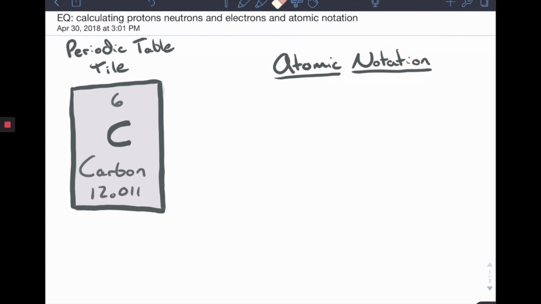I just wanted to go through what we mean when we talk about atomic notation. So often when you look at the periodic table, you'll see a tile that looks something like this. It's got some letters and some numbers on it, and we want to see what's going on with it.